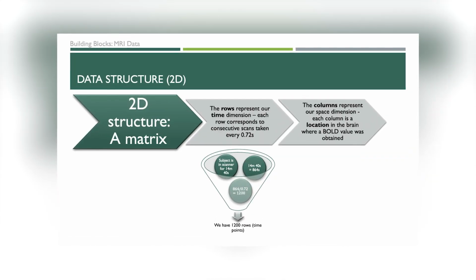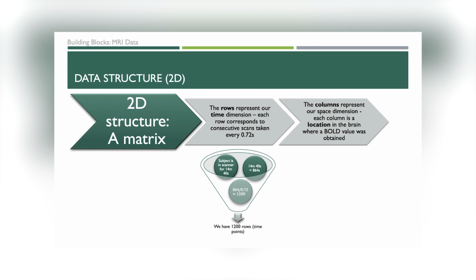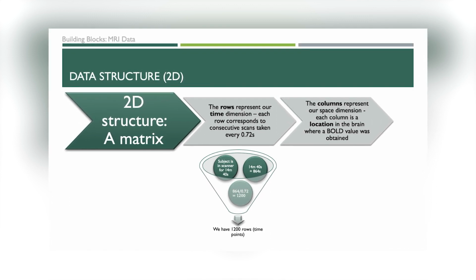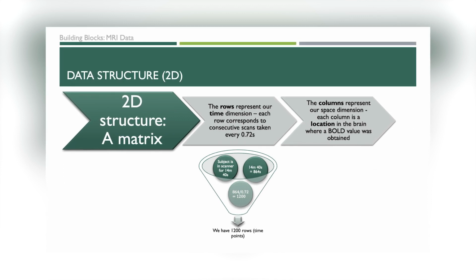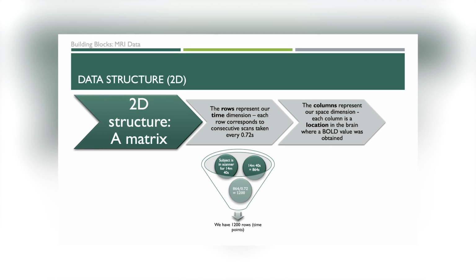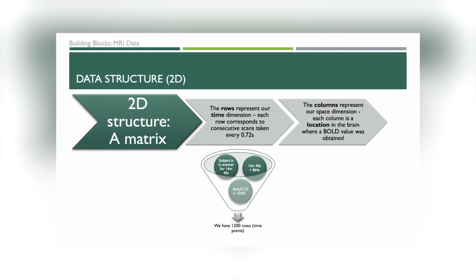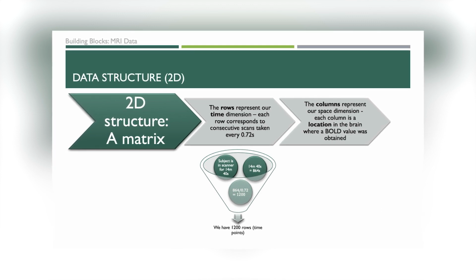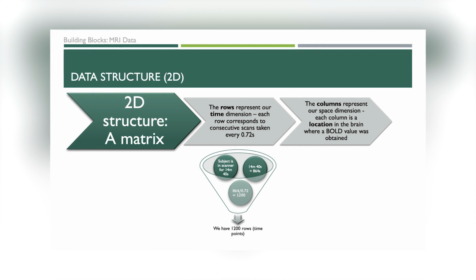Now, one more thing: we have these slices, but what does this actually look like? What does this data actually look like when we're analyzing it? One of the ways to think about it is to think of a matrix, which is also sort of an Excel spreadsheet in a way. You can analyze MRI data three-dimensionally, and there's four-dimensional structure as well, but for my research, I'm only focusing on the two-dimensional structure. So in this Excel spreadsheet style, our rows represent our time dimension. Each row corresponds to the consecutive scans taken every 0.72 seconds.